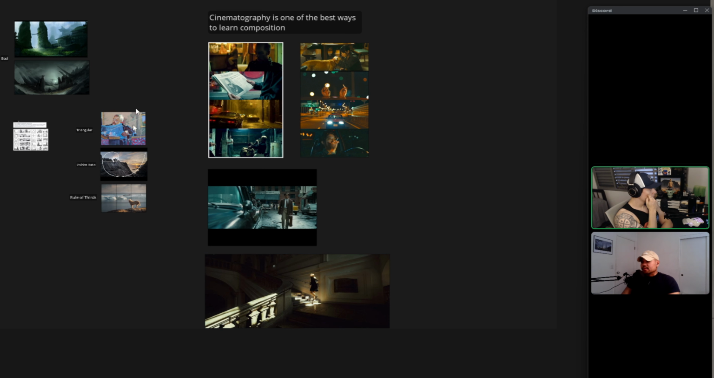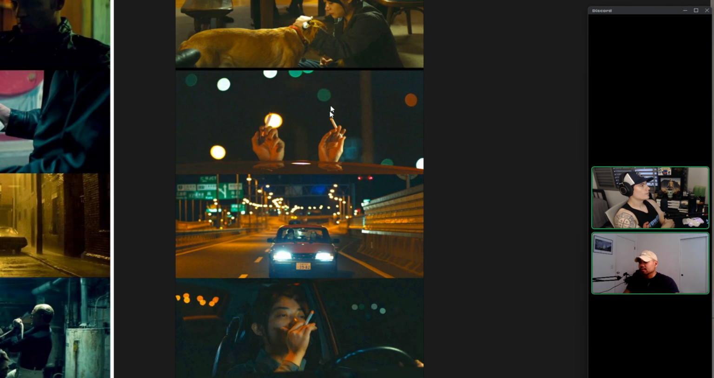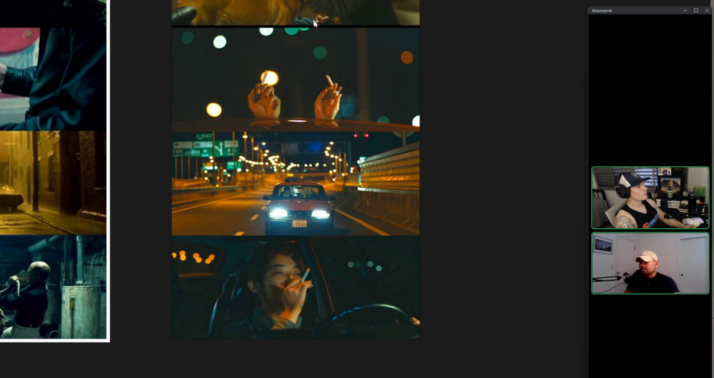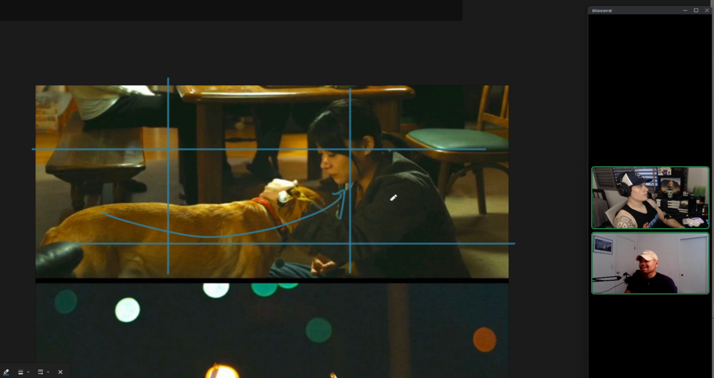Okay. So cinematography is one of your best guidances to learning composition. Just take each example, break them apart. Like I could quickly break this down real quick. You can see how this dog, for example, has this sweeping motion towards the girl here. That's an example composition. She also lands on the rule of thirds. I could have just done this. But yeah.